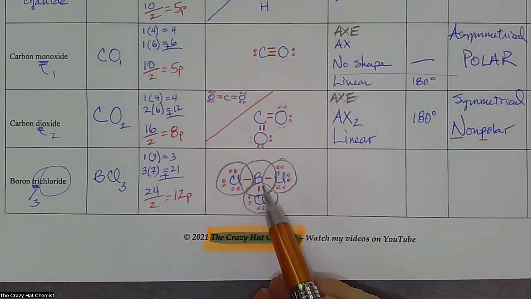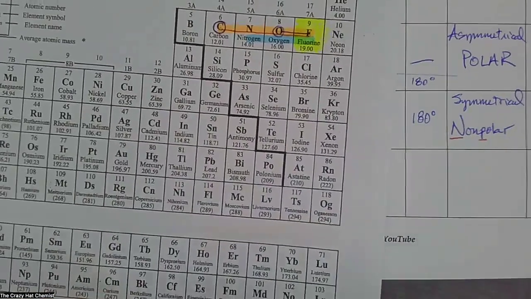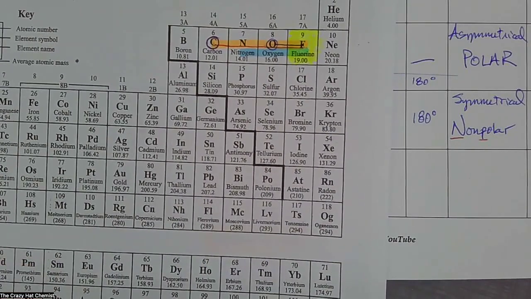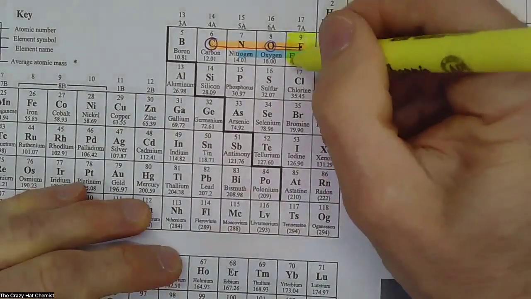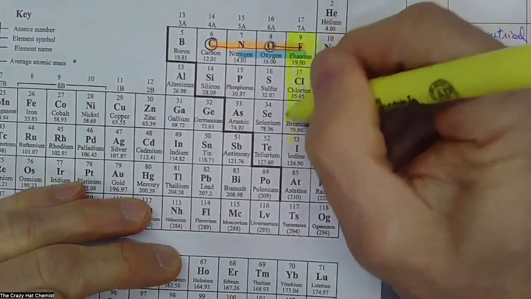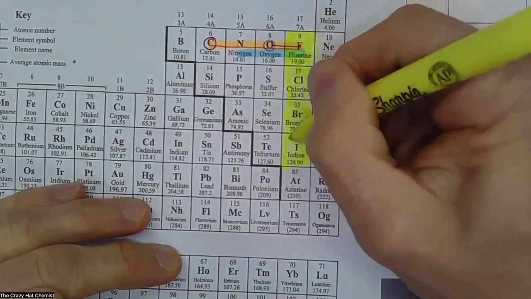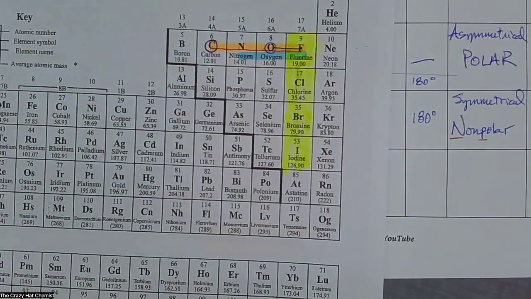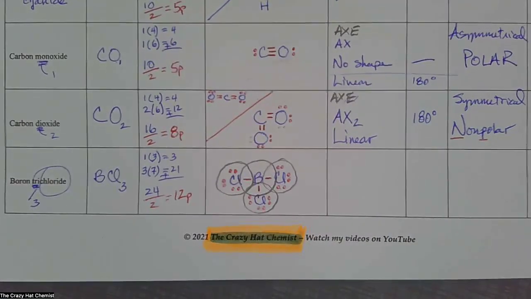Do we ever double bond a halogen? What are the halogens? Well, the halogens are the following elements here. The halogens are fluorine, chlorine, bromine, and iodine. Do you ever double bond any one of these? The answer is absolutely not. So we cannot double bond any of those.